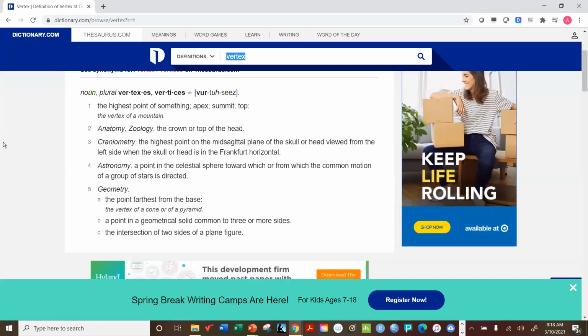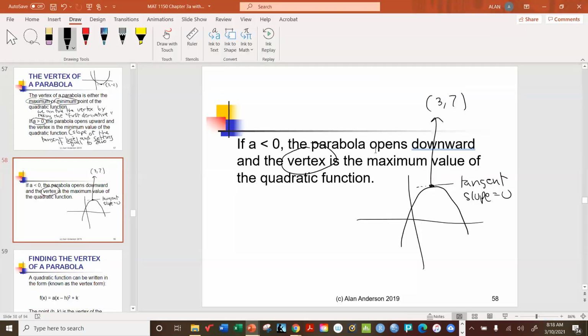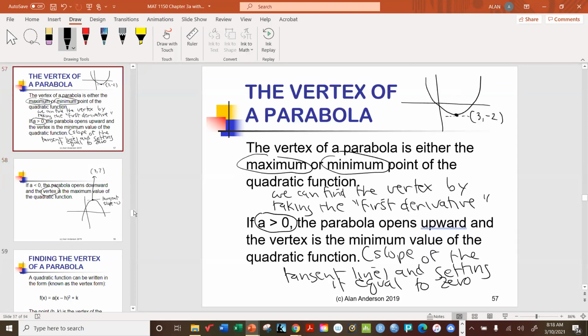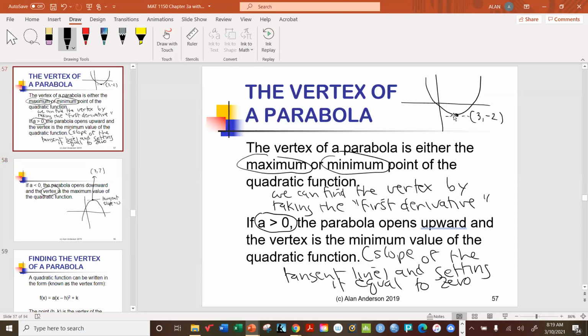But look at this, the point in a geometrical solid common to 3 or more sides. Wow, how do you like that? The intersection of 2 sides of a plane is the vertex. How do you not like that? So anyway, the word vertex here, we're thinking about the highest point, although unlike with a mountain, which has to be facing up, a parabola can also face the other direction, so it can be either the minimum or the maximum.